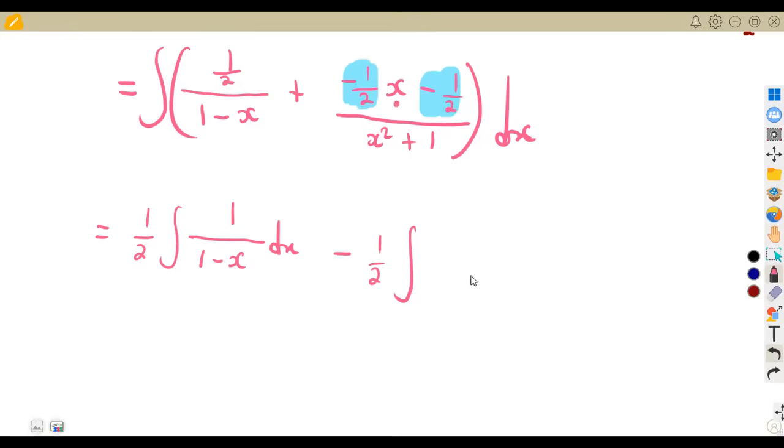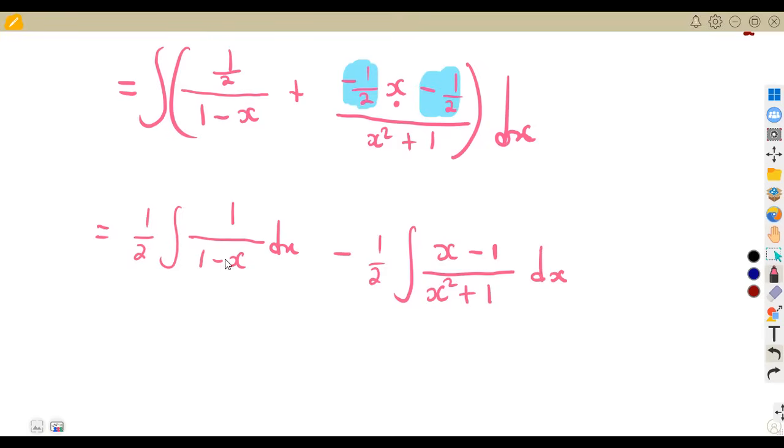What is going to remain here? We are going to remain with x minus 1, everything over x squared plus 1, like this, with respect to x. So this is what you're supposed to have in normal sense.